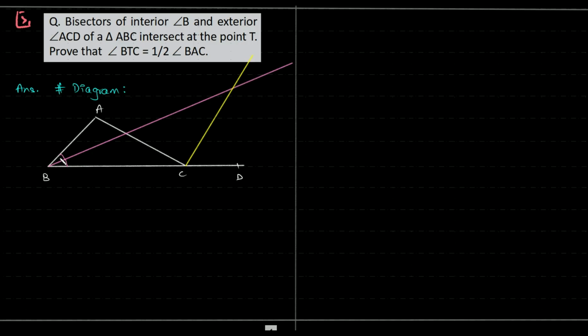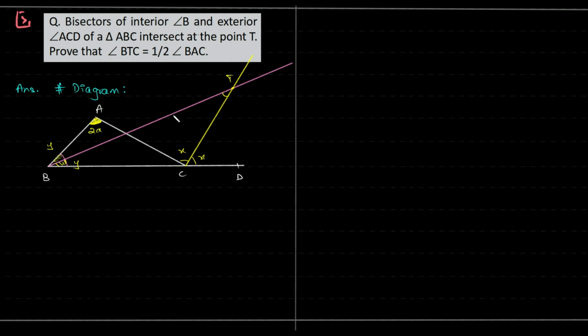So again, what I'm doing is, see this point, we're calling it T. BT is bisecting angle ABC and CT is bisecting angle ACD. So basically, if this is X, this is also X. If this is Y, this is also Y. So the question is what? We have to prove that BTC, this particular angle, is equal to half of BAC, this particular angle.